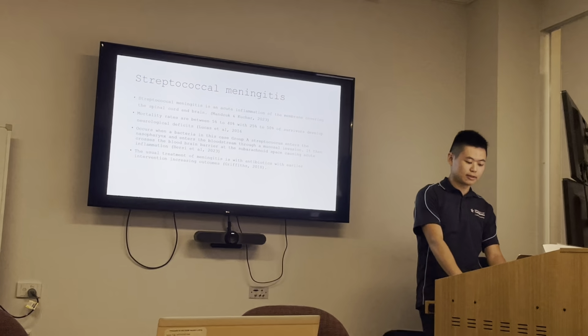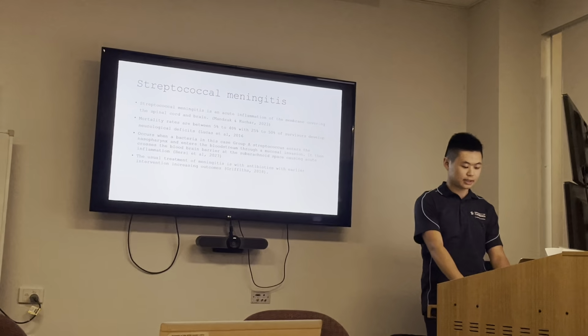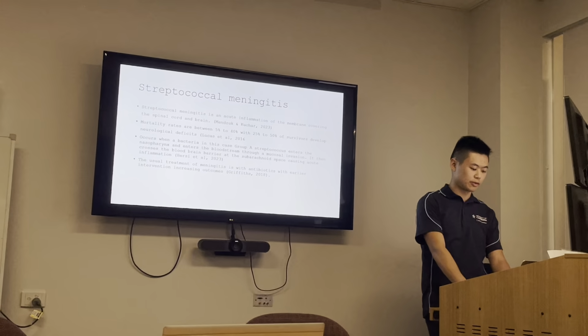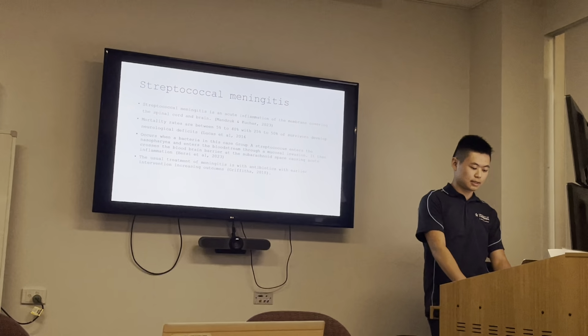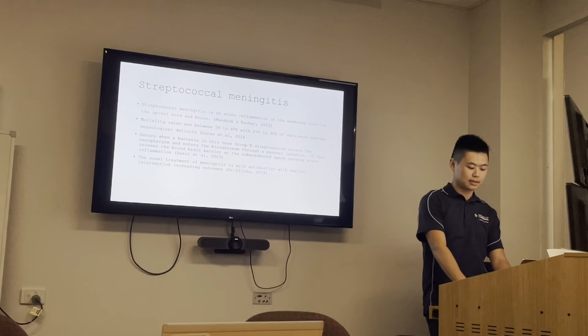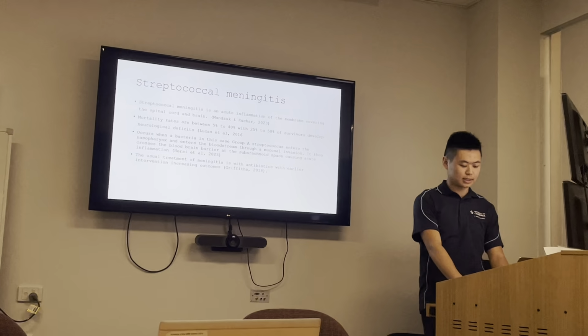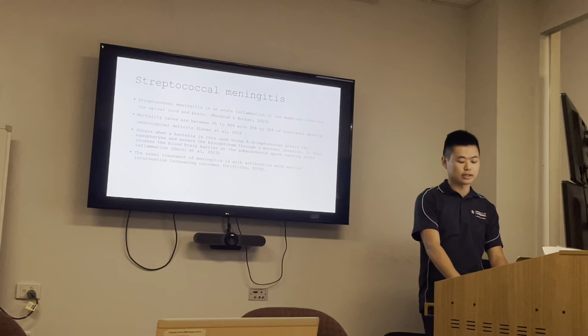Meningitis occurs when a bacteria, in this case group A Streptococcus, enters the nasopharynx and enters the bloodstream through mucosal invasion. It then crosses the blood-brain barrier at the subarachnoid space, causing acute inflammation, and the usual treatment is with antibiotics, and with early intervention you get a better outcome.